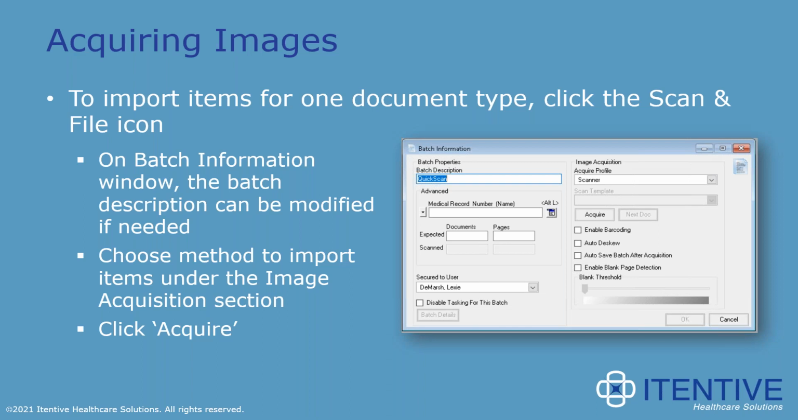Once you've selected that batch description, if it's needed, you can choose your method to import your items. So under that image acquisition section, you would choose your acquire profile. Again, whether you're going to use a scanner or import the file somehow. And then you would click acquire.